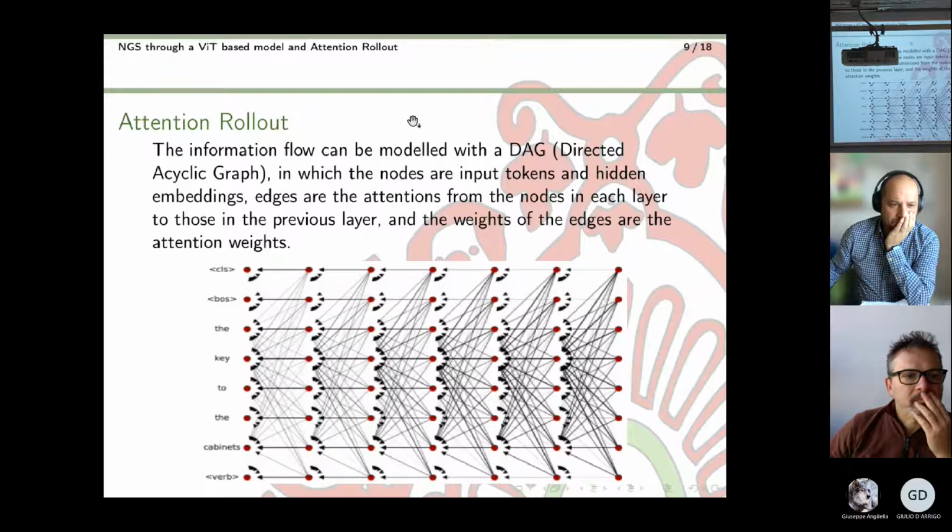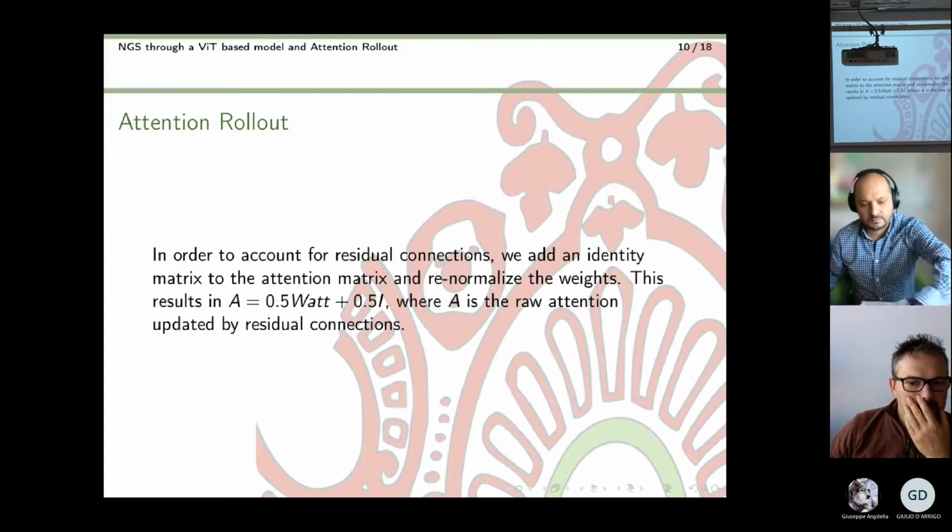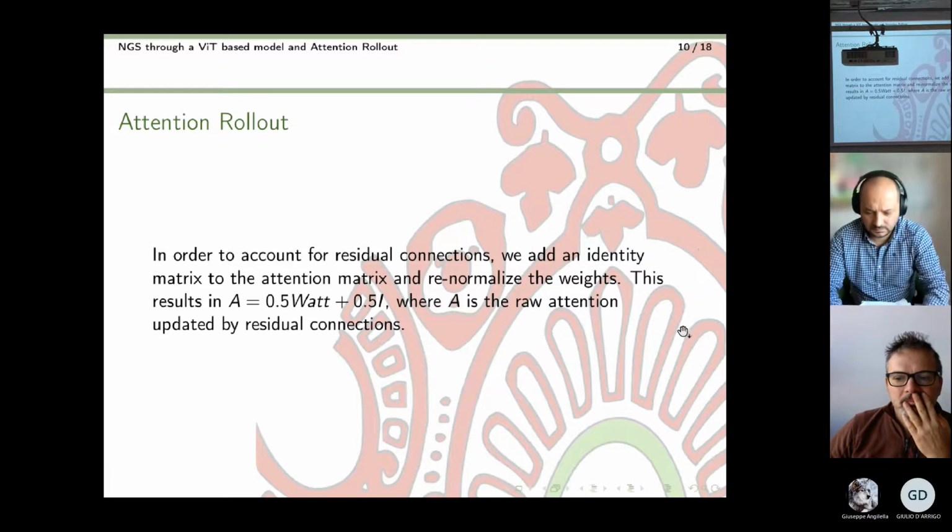The attention flow is modeled with a DAG, a directed acyclic graph, in which nodes are input tokens and hidden embeddings. Edges are the attention from the nodes in each layer to those in the previous layer, and the weights of the edges are the attention weights. Also, we have to take into account residual connections. To do this, we add an identity matrix to the attention matrix and renormalize the weights. This results in a new attention matrix, which is 0.5 the attention weights map and 0.5 the identity matrix.